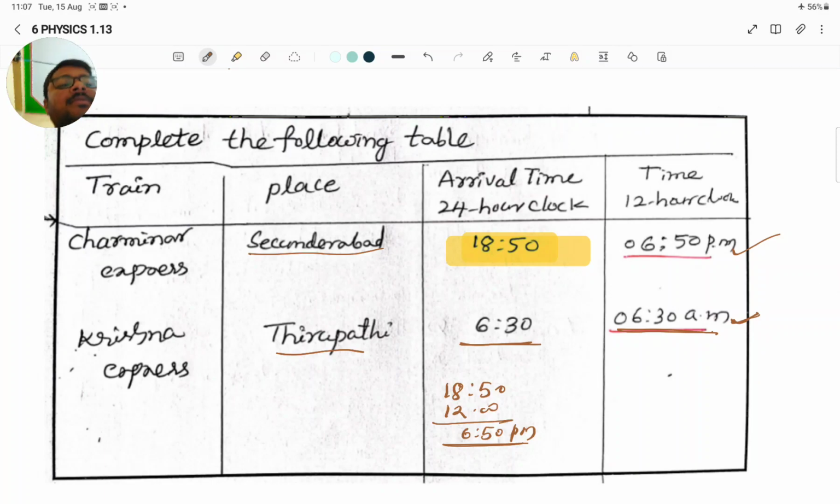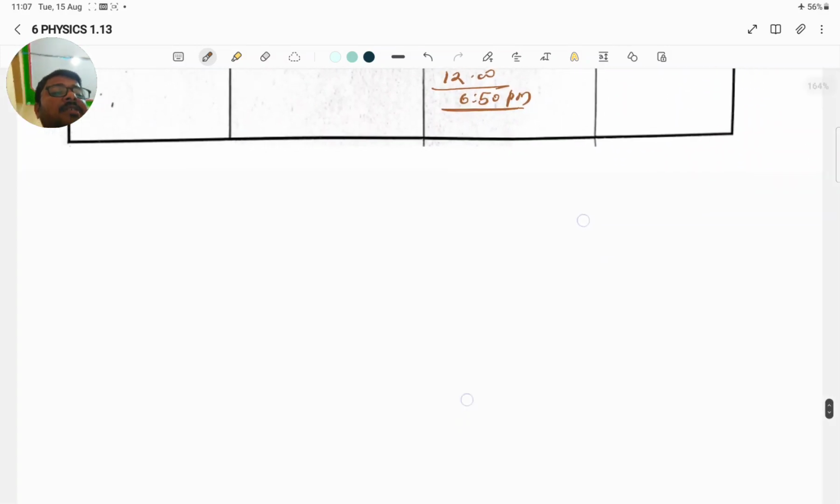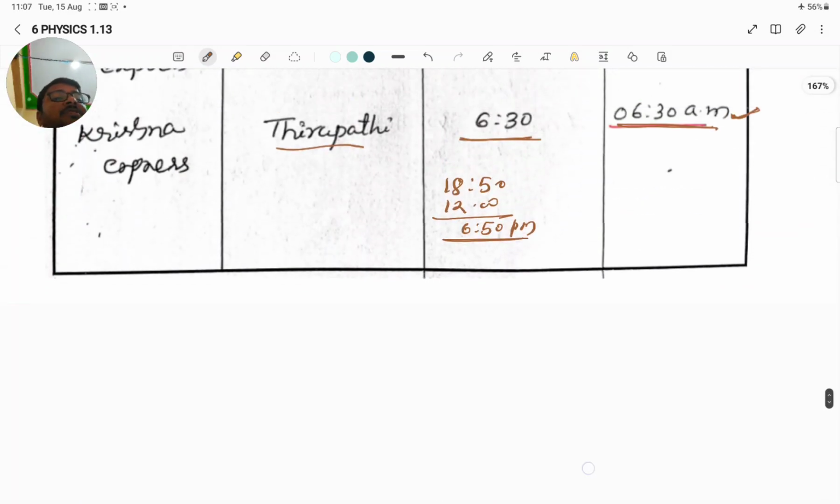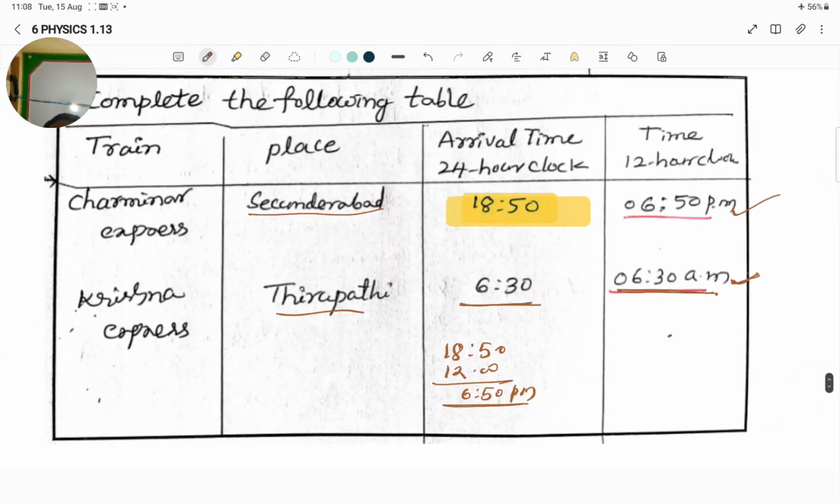Okay, in the next video we will discuss the next topics. In the next video we will start measurement of temperature. Measurement of temperature also has 2 videos. After measurement of temperature we will do some practice questions, 2 or 3 videos. Then we will start the motion chapter.